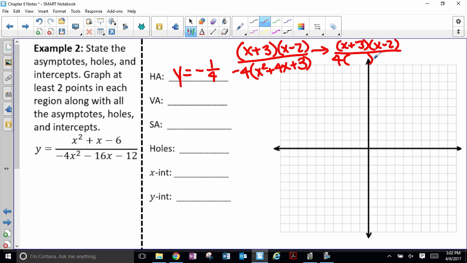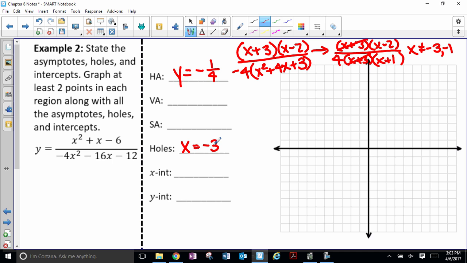And then how can we factor x squared plus 4x plus 3? Well, there's only 2 factors that give you 3, 1 and 3, and they both need to be positive to give you 4 in the middle. So then our restrictions are x cannot equal what? -3, -1. Now you notice though the x plus 3's cancel, so that means this -3 is a hole. So x equals -3, we're going to have a hole.